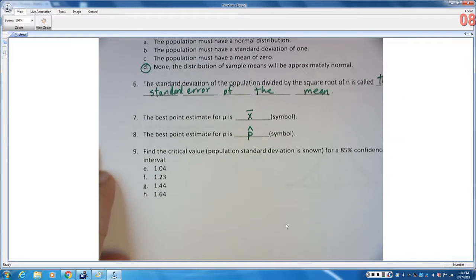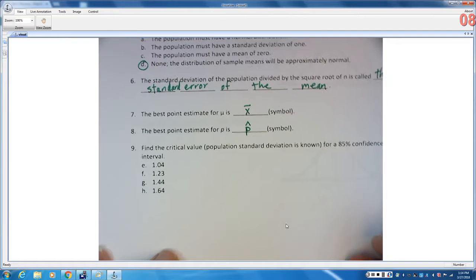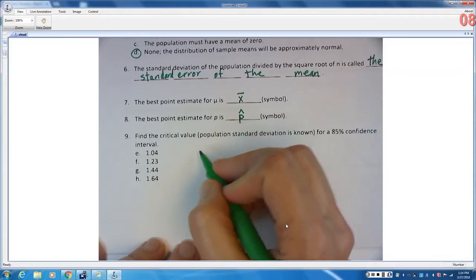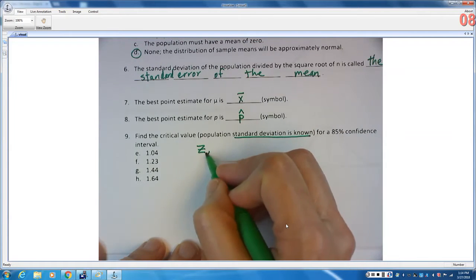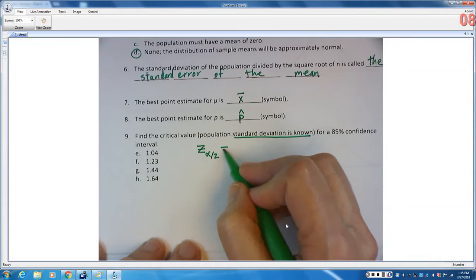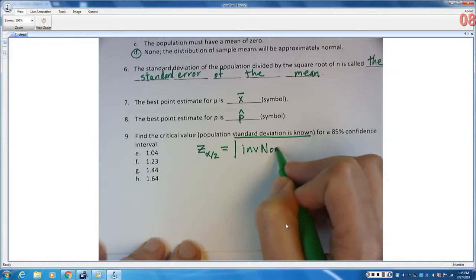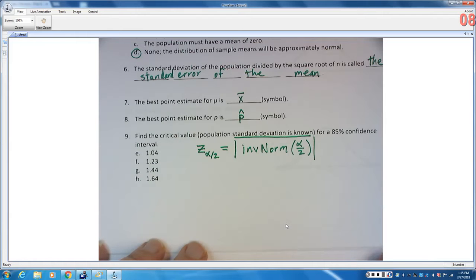Find the critical value. The population standard deviation is known for an 85% confidence interval. This is actually the very end of chapter 7, where I said you could find the critical value if the population standard deviation is known. That's a z critical value, the absolute value of inverse norm of alpha over 2. Our C is 85% or 0.85. So our alpha is 1 minus C.